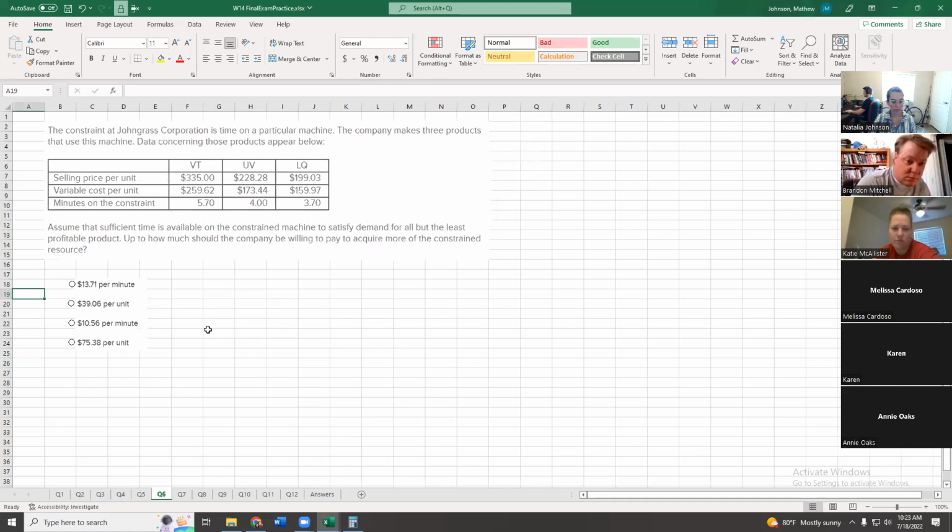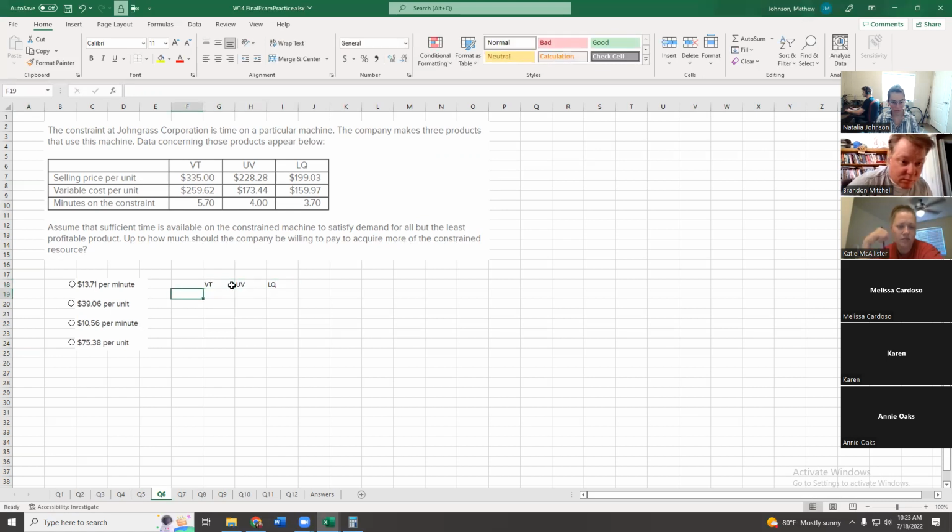Now, question 6. Also, this is the constrained resource. So what I was telling you, they could give you like 3 products and not give you a contribution margin, but you have to find it. And they're asking up to how much should the company be willing to pay to acquire more of the constrained resource. So we can do like all the products.